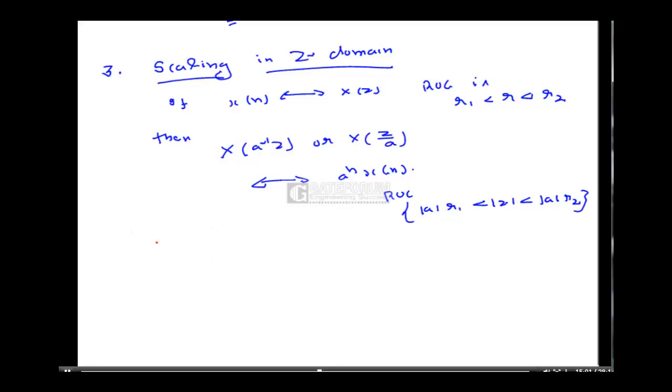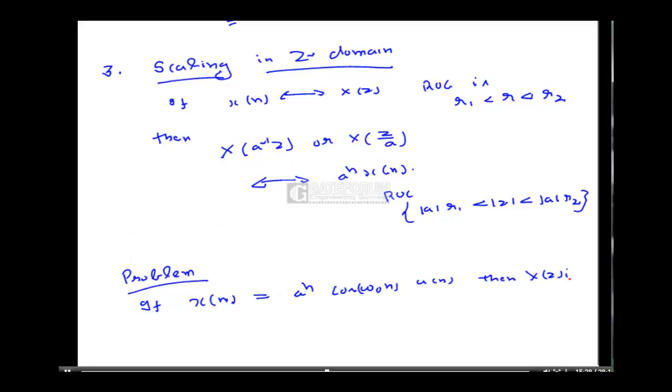Based on the above scaling in Z domain, let's do one problem. If x(n) is equal to a to the power n cos omega naught n u(n), then find X(z).